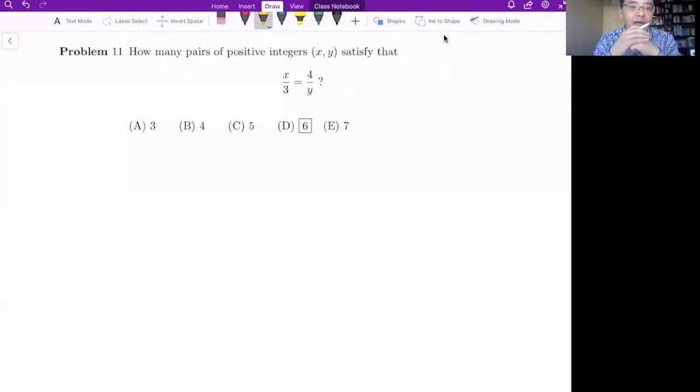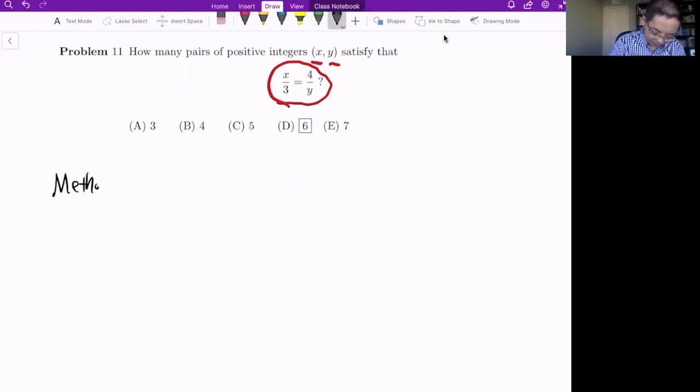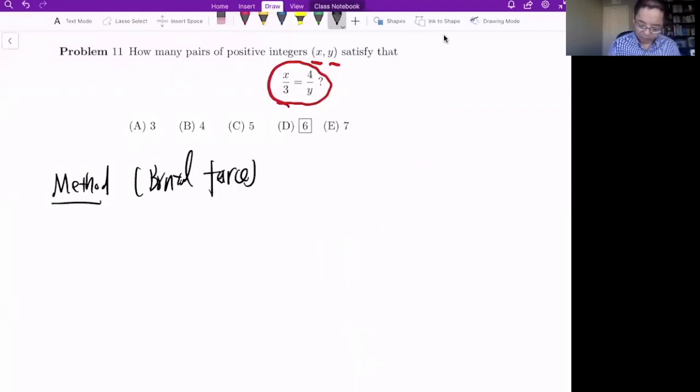Now let's look at problem number 11. We need to find pairs of integers x and y such that these two fractions are the same. There are different ways to solve the problem. The quickest way is to use algebra, but that algebra is beyond the current level. So we'll just go with the brute force. Now, what's the brute force?